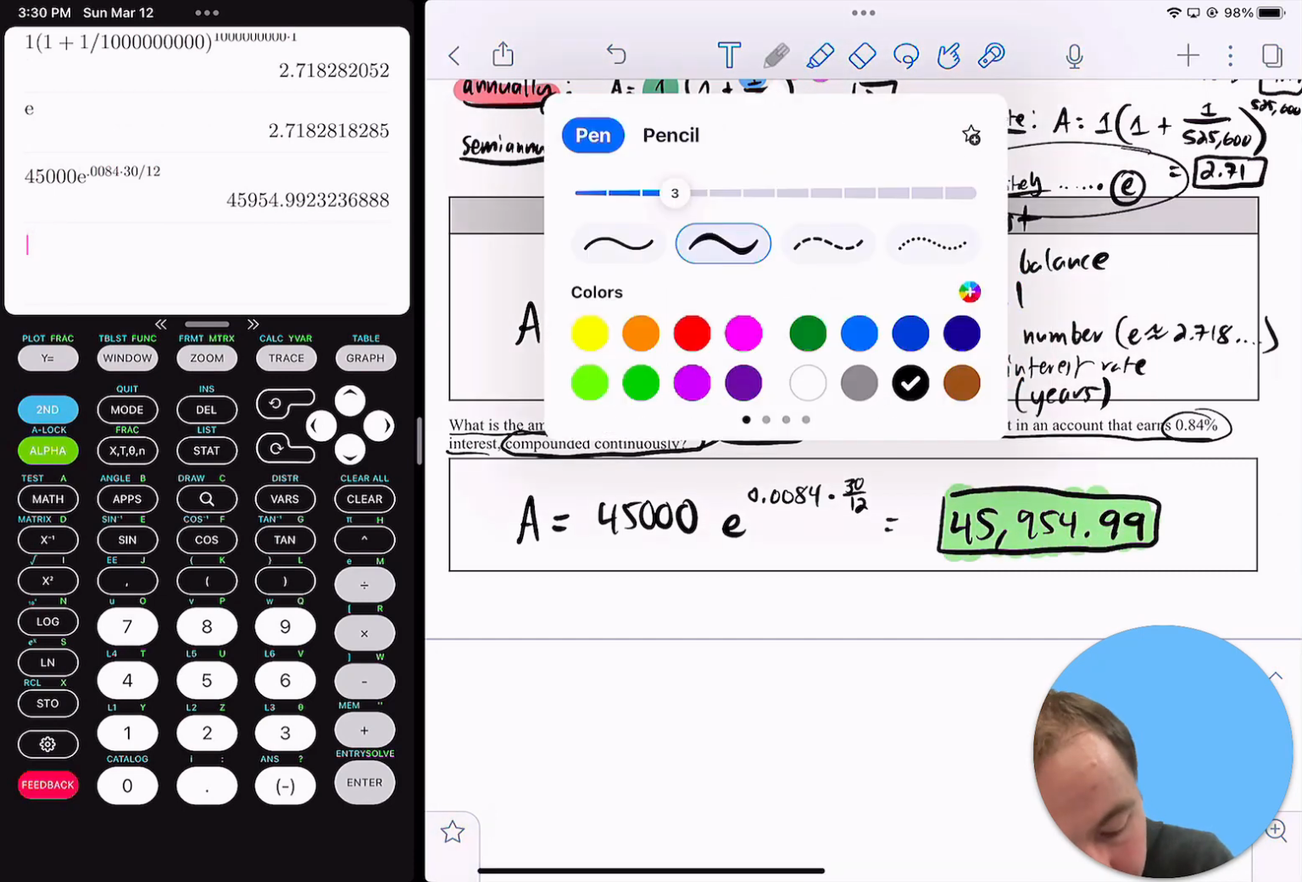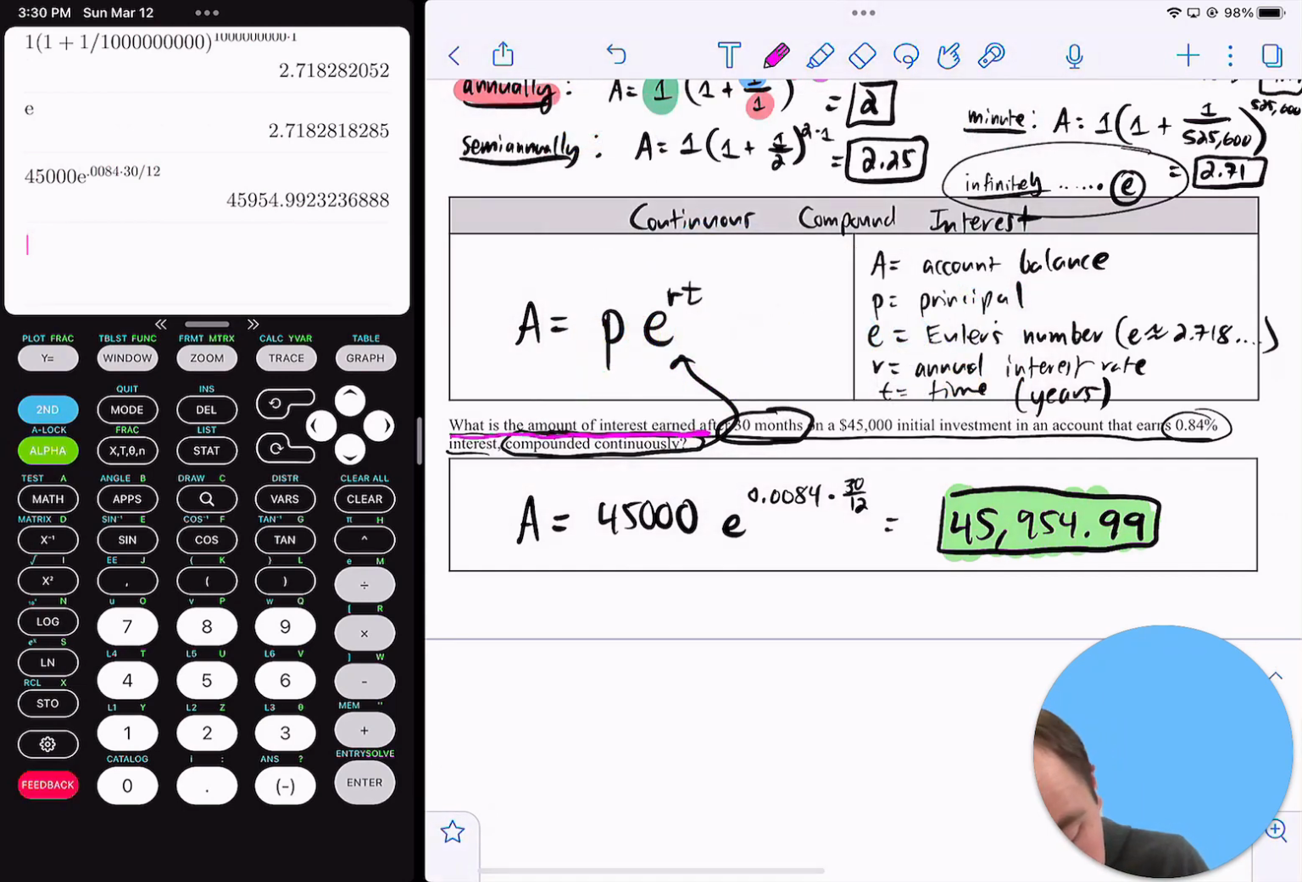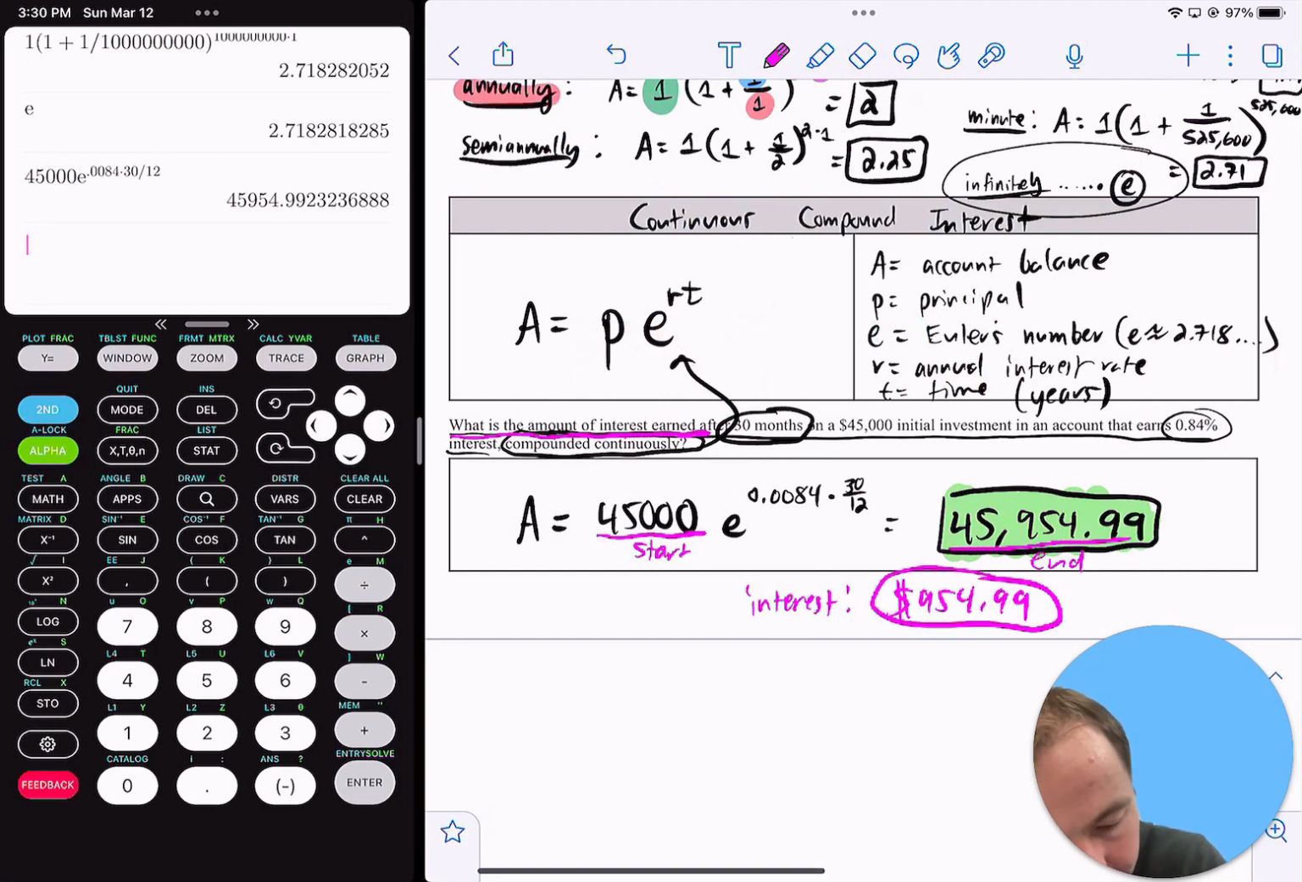We did not directly answer this question here either, because it's asking for what is the amount of interest that was earned after 30 months. So again, similar, if this was the starting amount in the account and this is the ending balance after 30 months, then we can subtract those two quantities to find the amount of interest. So you'll see that the amount of interest that you earned would then be $954.99 over that given time.